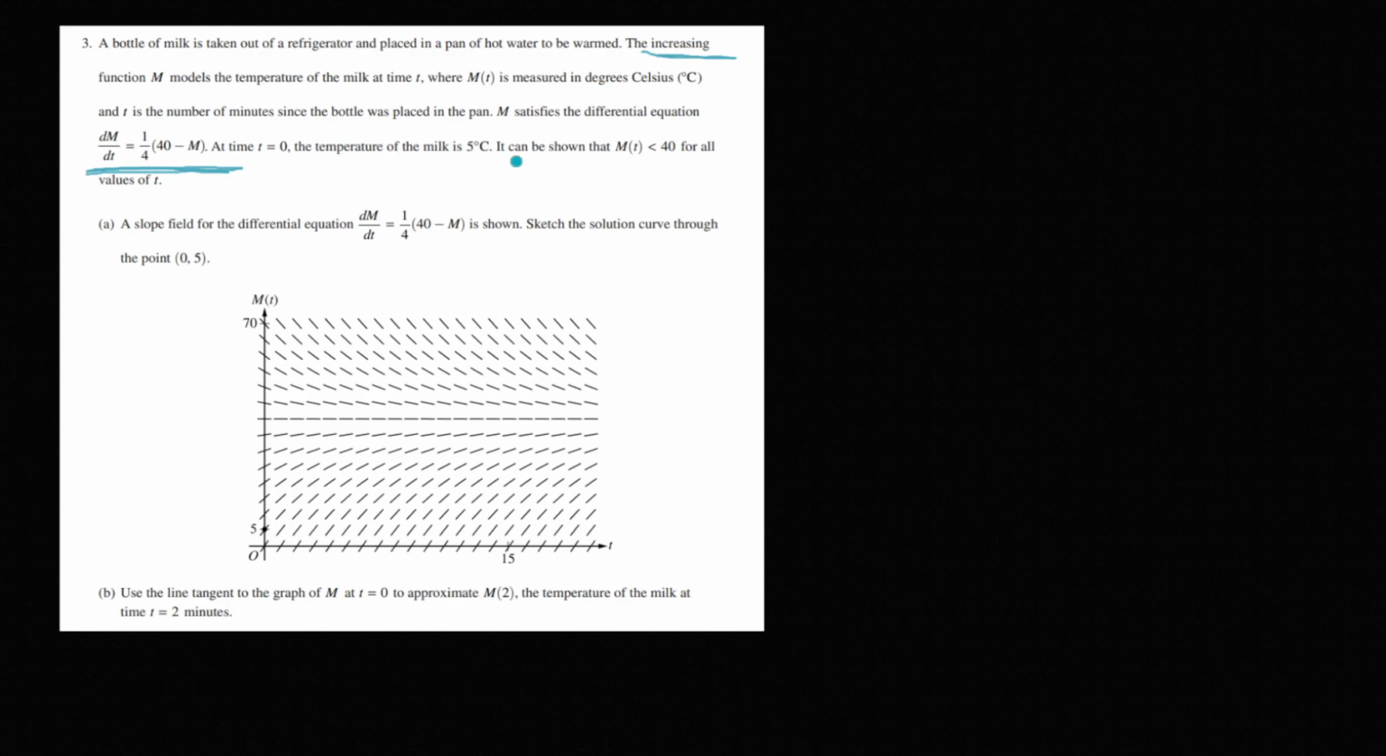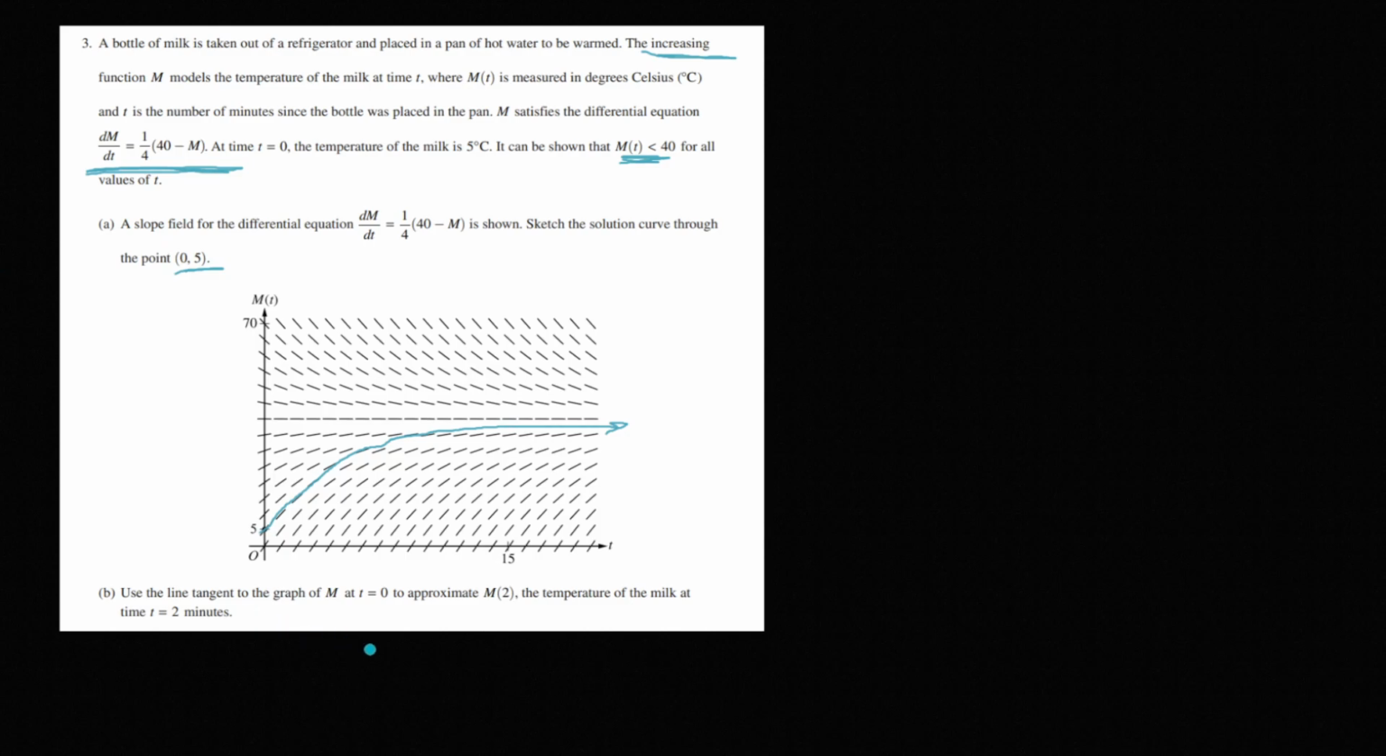So m is less than 40 for all values of t. Let's sketch a solution through the point (0, 5), so this is the y value 5. When you have a differential equation slope field and a point it has to go through, you just trace the slope field lines, and it's going to look something like that. All right, that's part A.